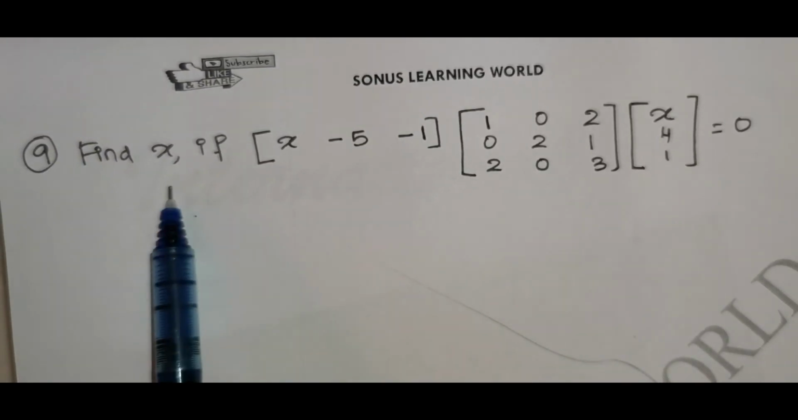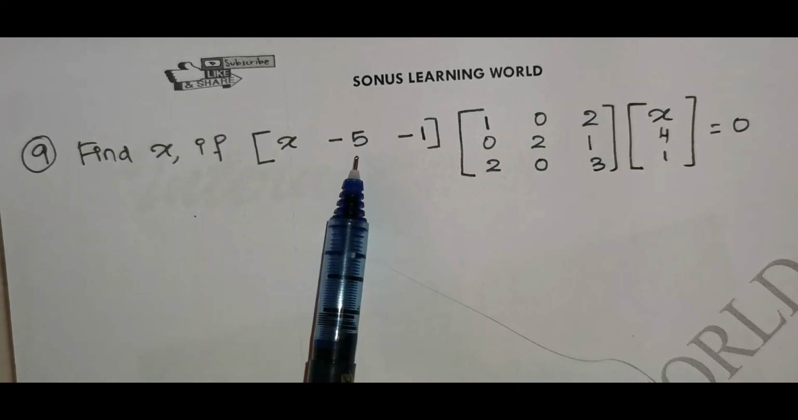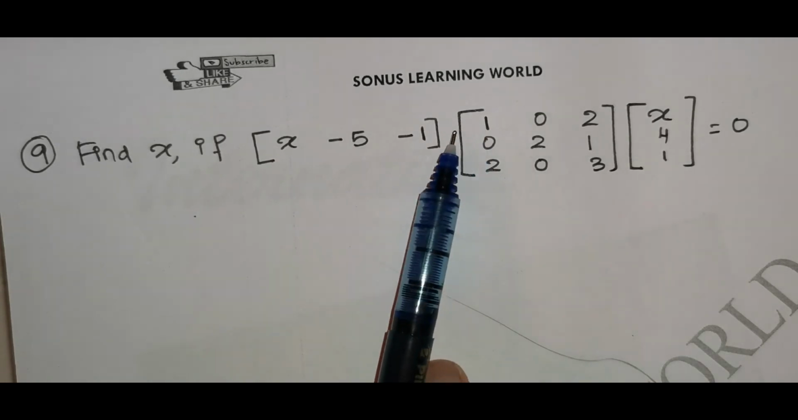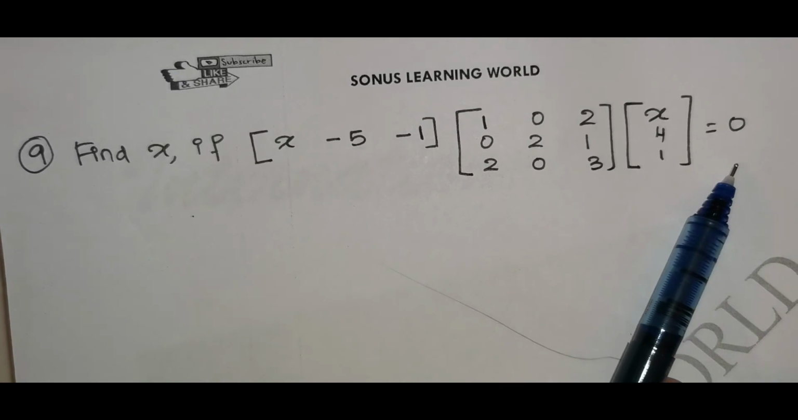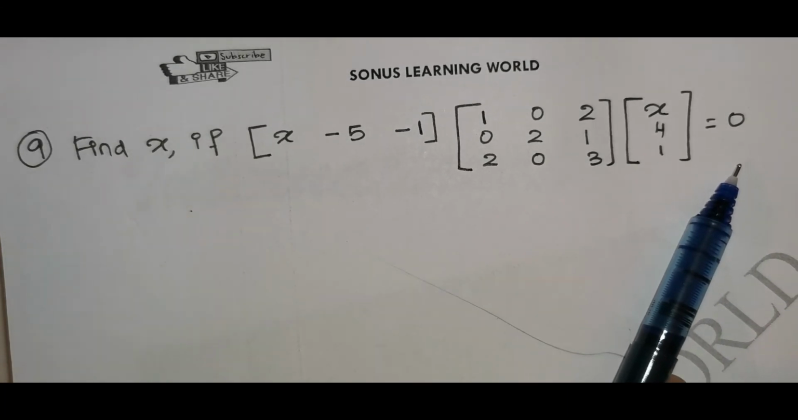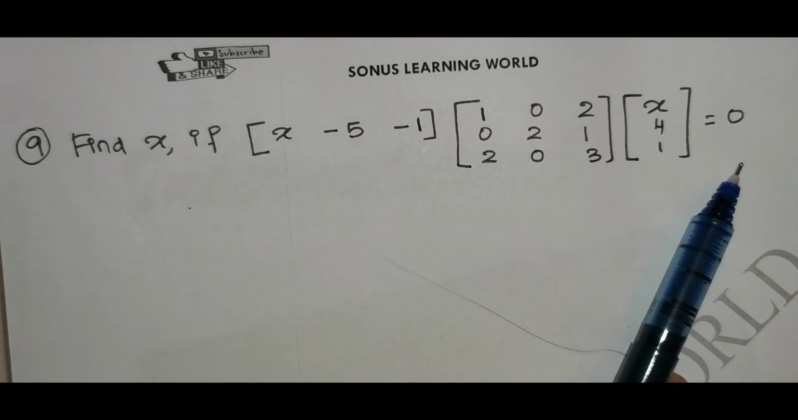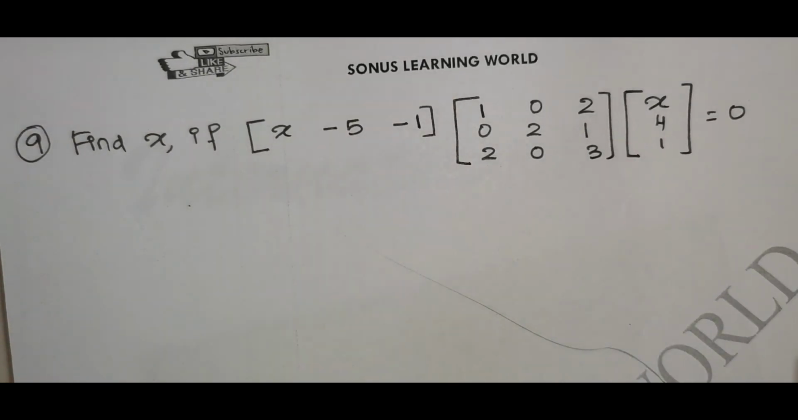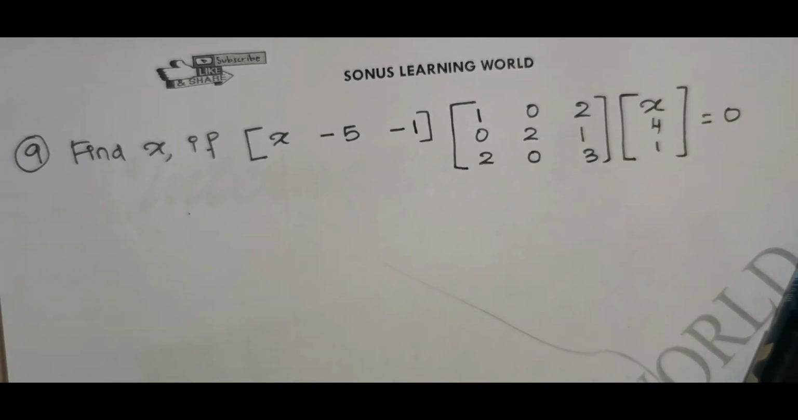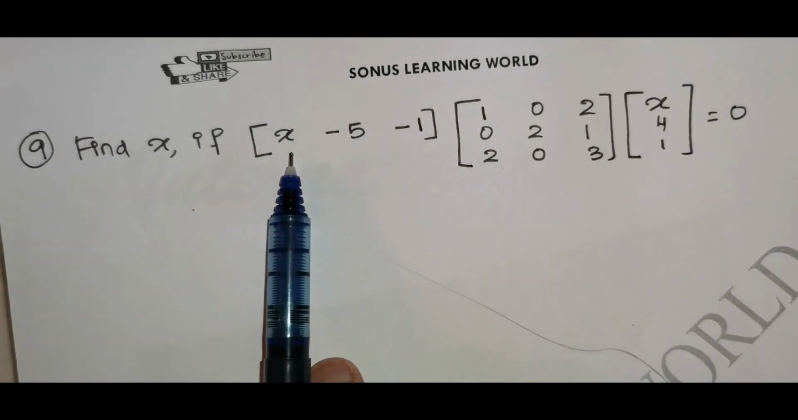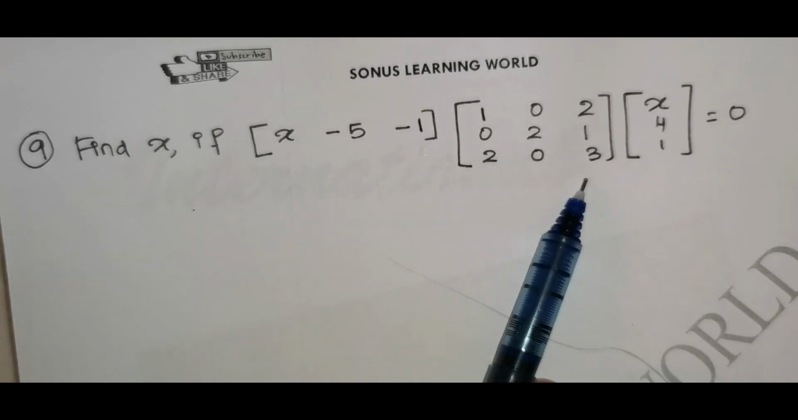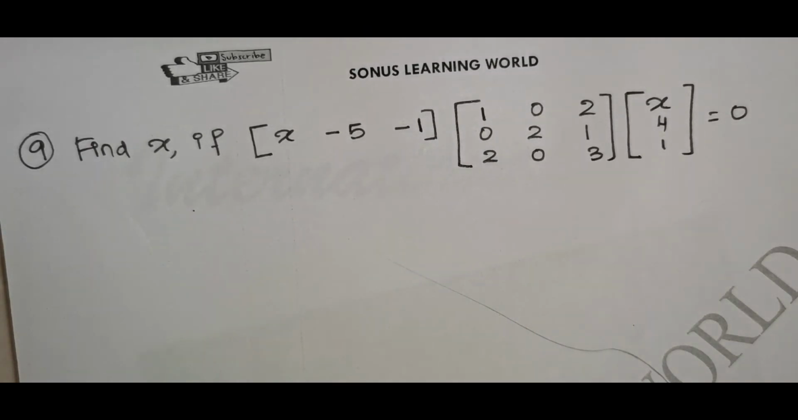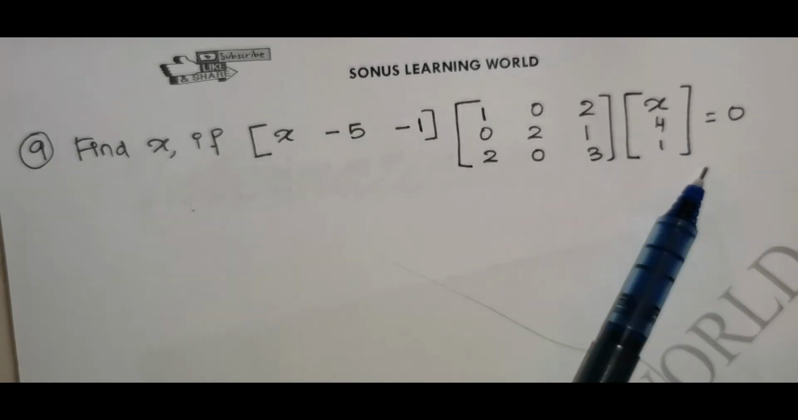Question number 9. Find x if [x, -5, -1] into this matrix is equal to 0. Same type of question. We did this type of question in the last session. I think question number 7 was the same kind of question. So here also we have to multiply two matrices. I am going to multiply this matrix and this matrix, and after multiplication I am going to find the value of x.